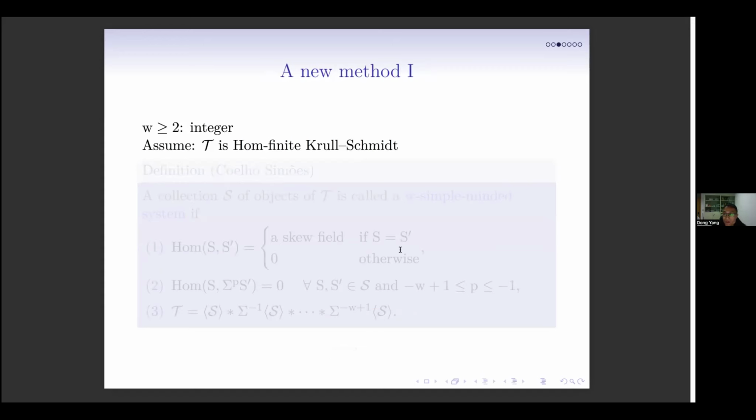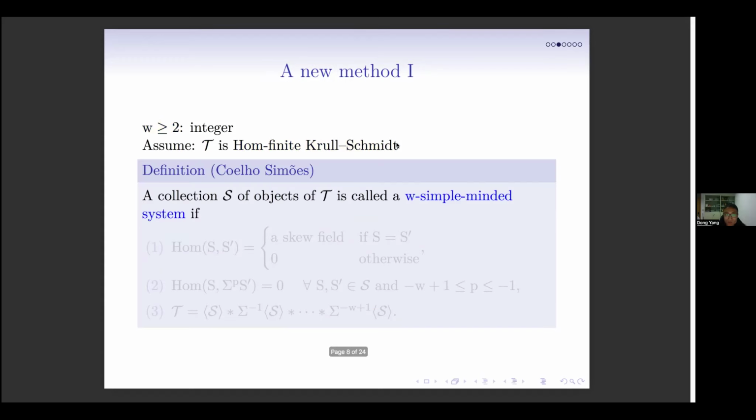And recently, there's a new method due to Peter Jørgensen and Yama and Jin. So we fix an integer w greater than or equal to 2, and this triangulated category is assumed to be Hom-finite and Krull-Schmidt. Then we can consider a particular collection of objects. They are called a w-simple-minded system. Three conditions. First condition is the orthogonality condition. Different objects have no morphisms, and the endomorphism ring is a skew field.